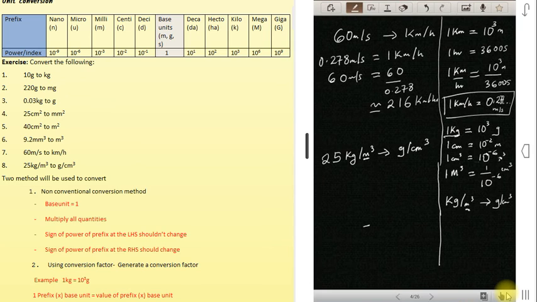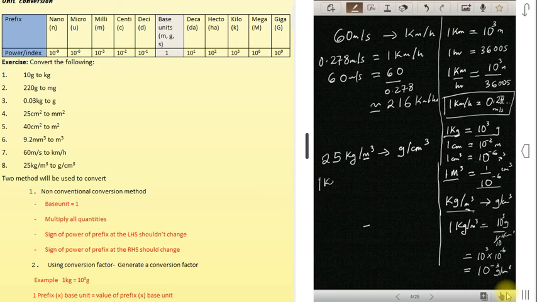Now, this means 1 kilogram is the same thing as this, and 1 meter cube is the same thing as this. So 1 kilogram per meter cube will be the same thing as 10 to the power of 3 gram over 1 over 10 to the power of minus 6 centimeter cube, okay, which is the same thing as 10 to the power of 3 times 10 to the power of negative 6, or 10 to the power of negative 3 gram per centimeter cube. Okay, that becomes our conversion factor.